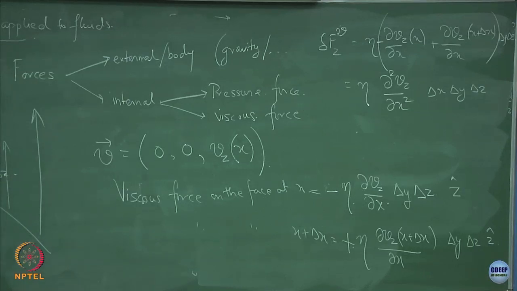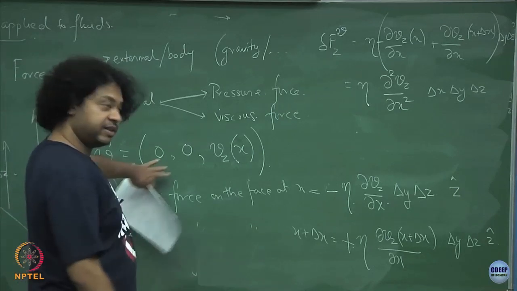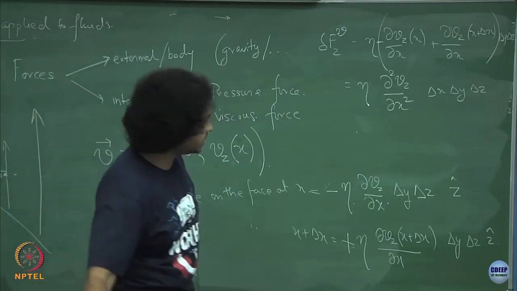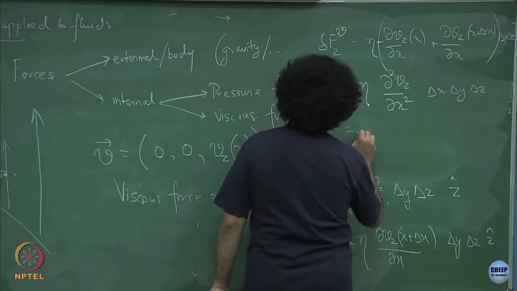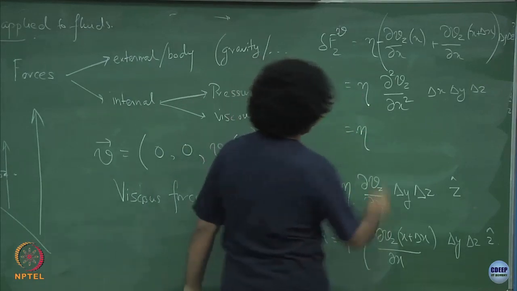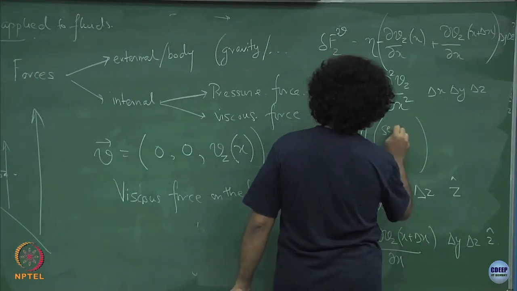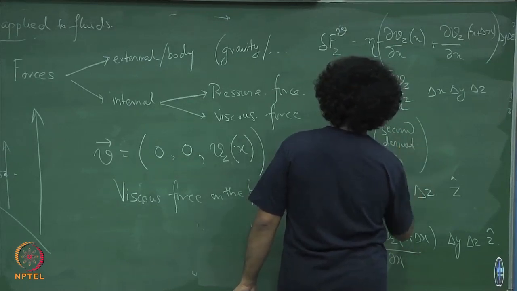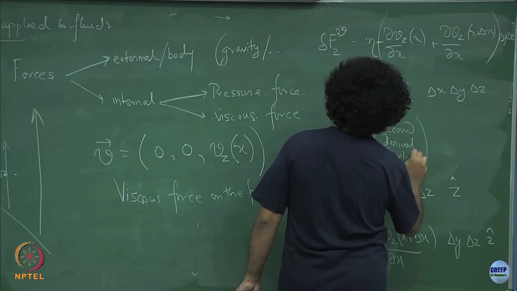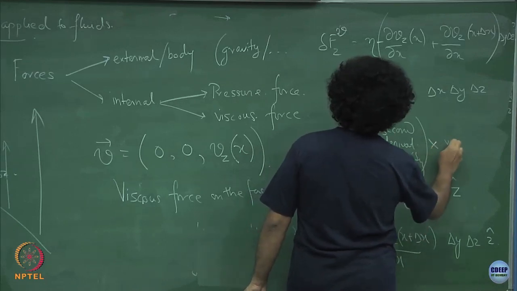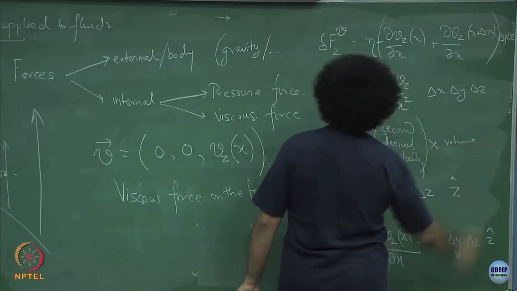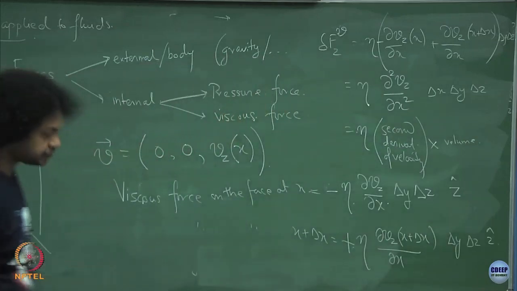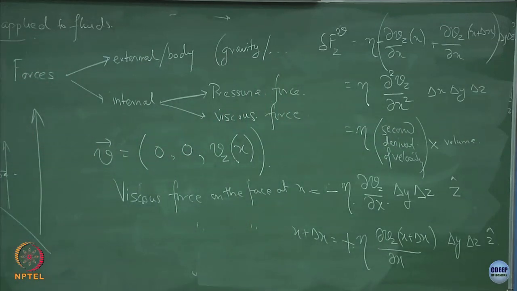So, this viscous force has taken this very simple form, but what it tells me is that this viscous force is proportional to the viscosity, which is fine. There is a second derivative of the velocity, multiplied by the volume of this parcel. This is for the simple case.